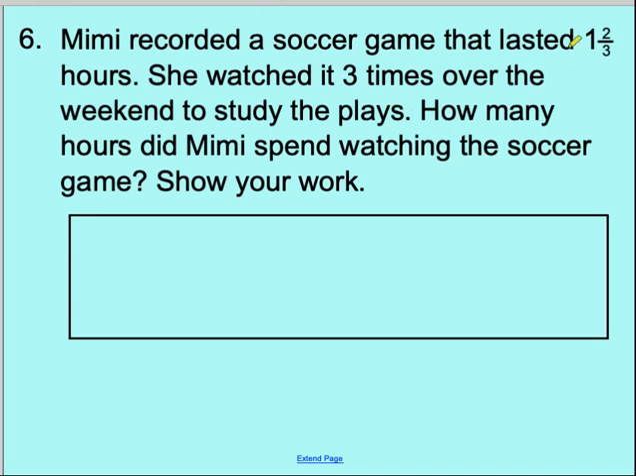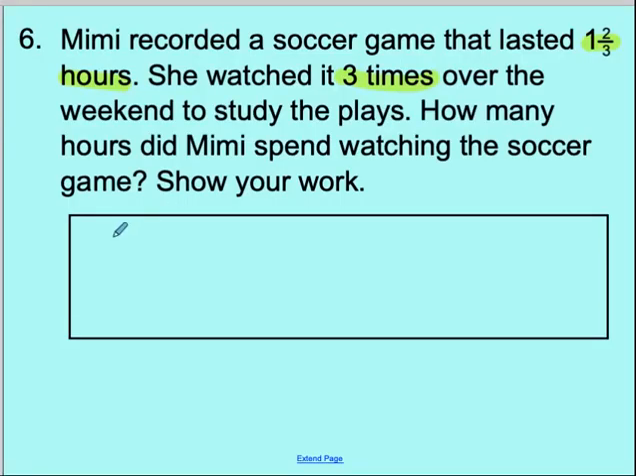All right. So we know that the soccer game lasted 1 2/3 hours, and we know that she watched it 3 times. Okay. So we know that we're going to be solving 3 times, 3 groups of 1 2/3.